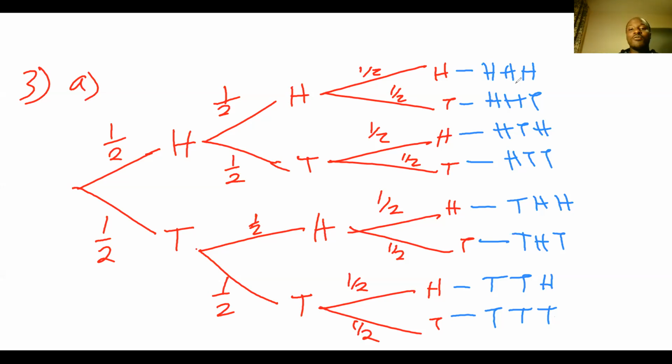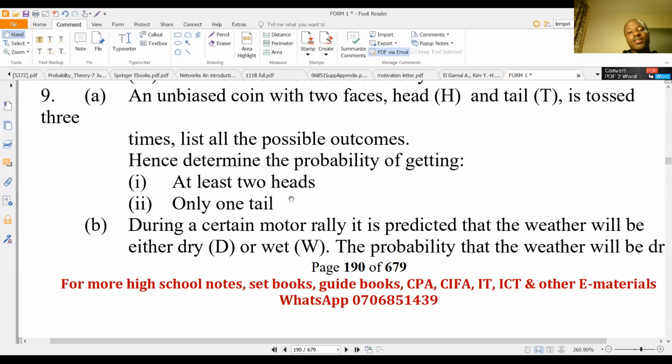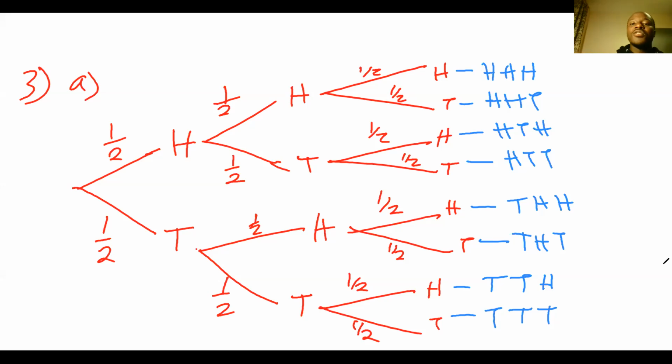So you have your tree diagram for 3 tosses. Then next, they want you to determine the probability of getting at least 2 heads and only 1 tail. So let's go back. The probability of getting at least two heads. Let's see. Here we have three heads, so that is at least two heads. Here we have two heads and one tail, so this one will also have at least two heads.